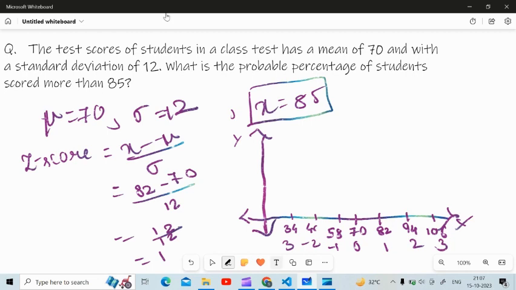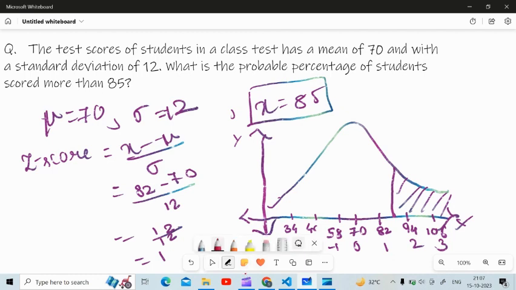So what the question says, let's move on to it. We need a percentage. What is the probable percentage of the students who scored more than 85? It's lying around 85. First we'll plot it. The percentage of students who scored more than 85 we need to find in percentage format. It means this part we need to find, right? So how do we find it? Let's get started.